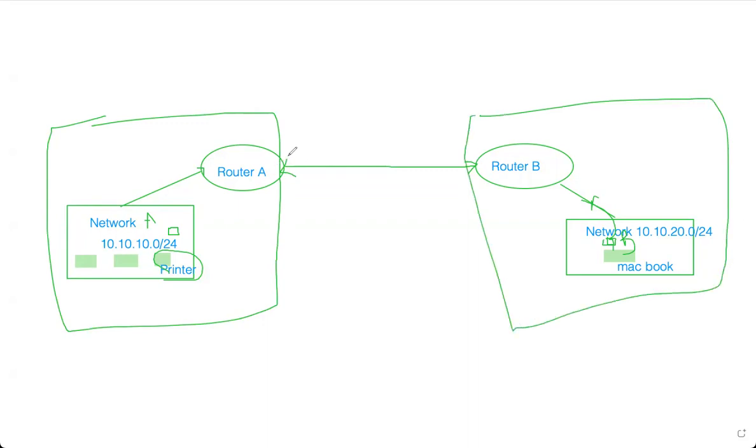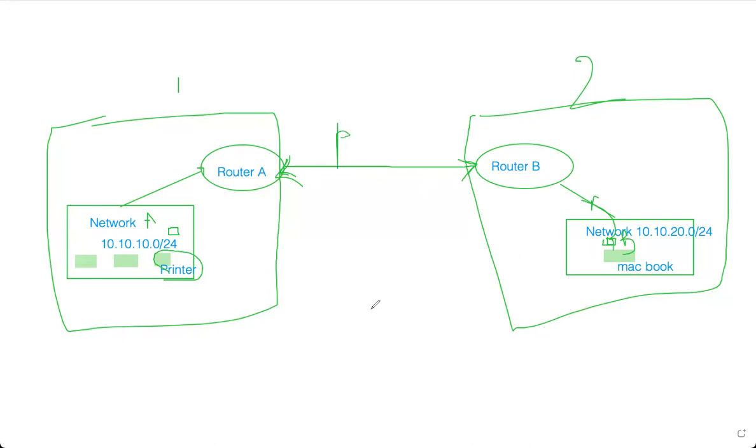And we want to make sure the building 1 printer can talk to the building 2 MacBook. Can they communicate directly without any protocol, guys? No, there should be a protocol, right? Yeah, there have to be some protocol.